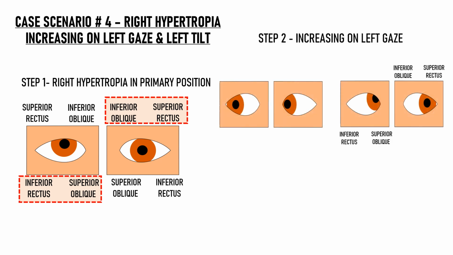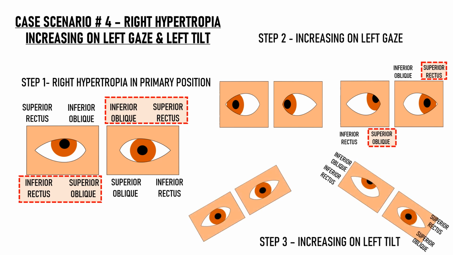Then the hypertropia increases in left gaze. So the depressor of right eye in left gaze, which is right superior oblique, or the elevator of left eye in left gaze, which is the left superior rectus. One of these two muscles is not working. We have eliminated right inferior rectus and left inferior oblique.